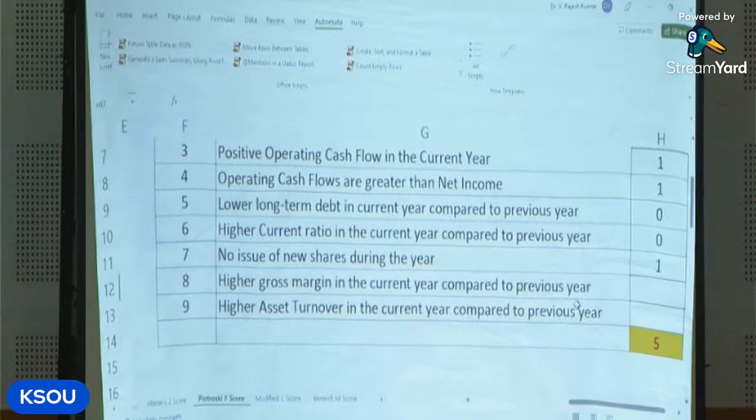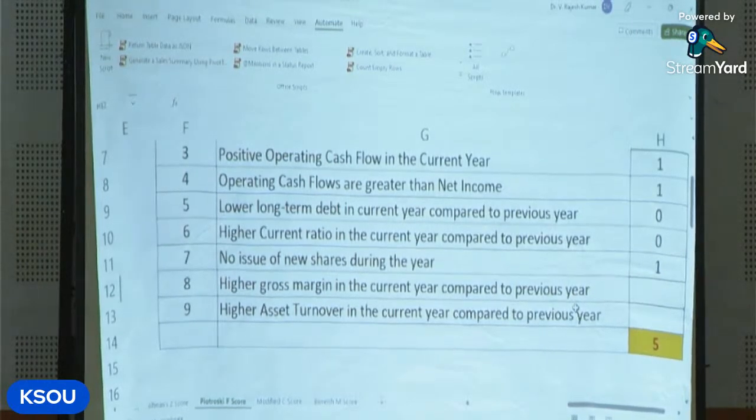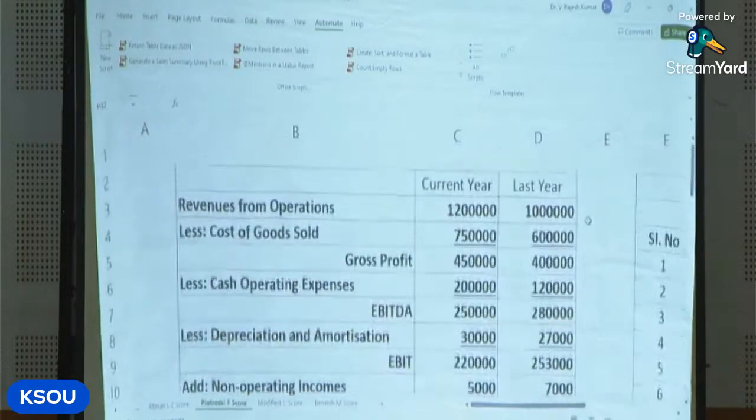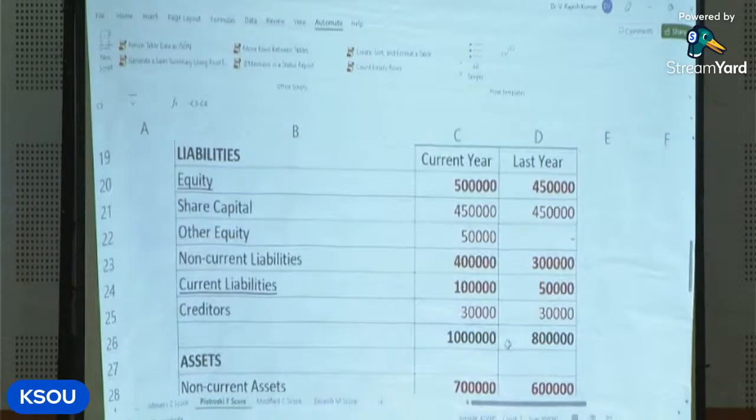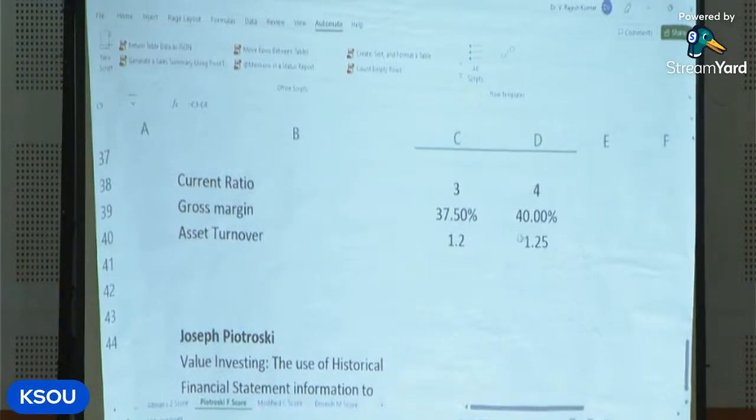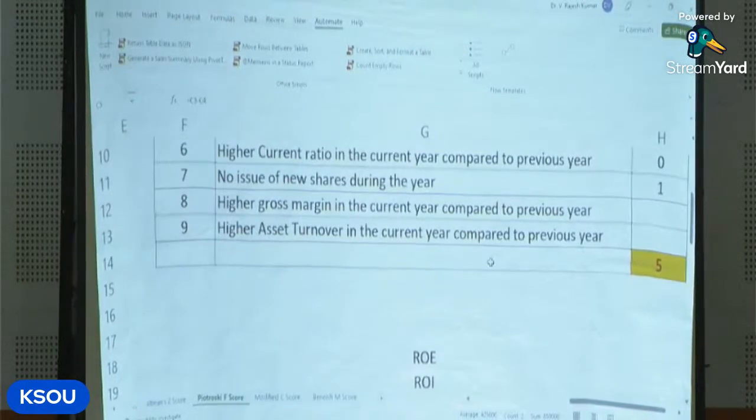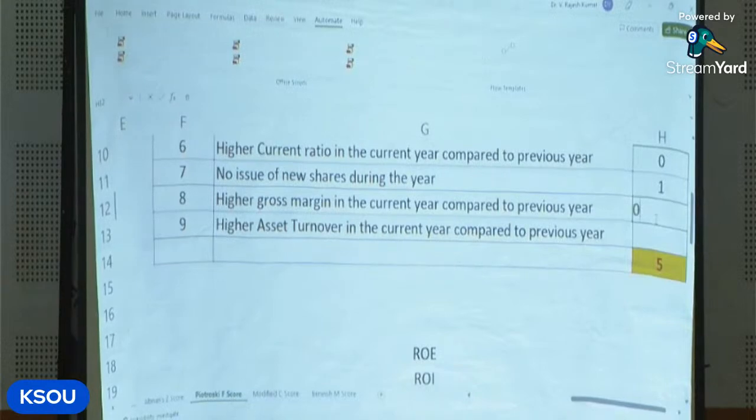Higher gross margin in the current year compared to previous year. What is gross margin, sir? Gross profit as a percentage on sales. We know where to get gross profits. Sales, when I divide, I get gross profit margin for last year, current year. What does the condition say? Current year, the gross margin should be higher than last year, but here it is exactly opposite. So, I put 0.